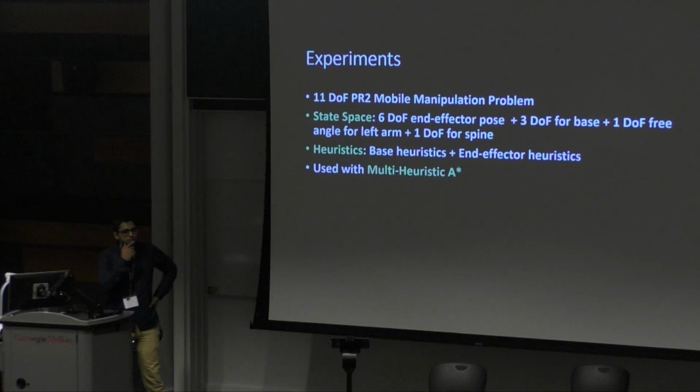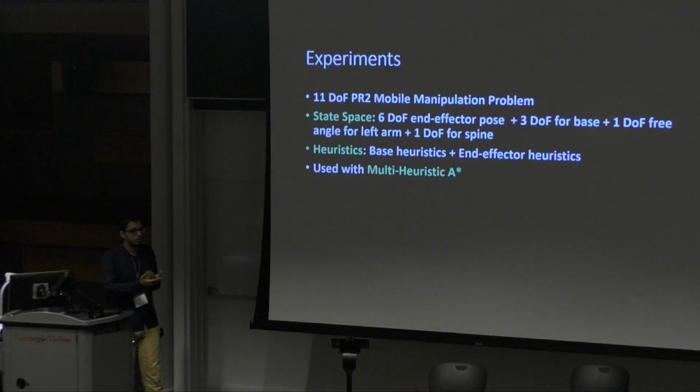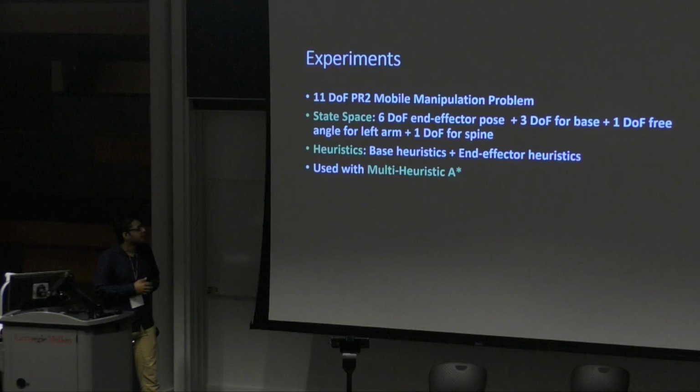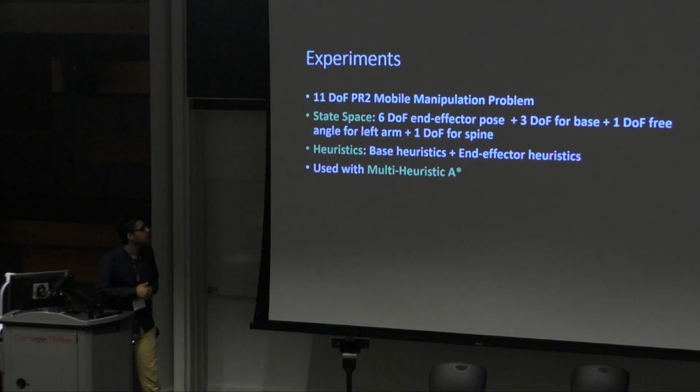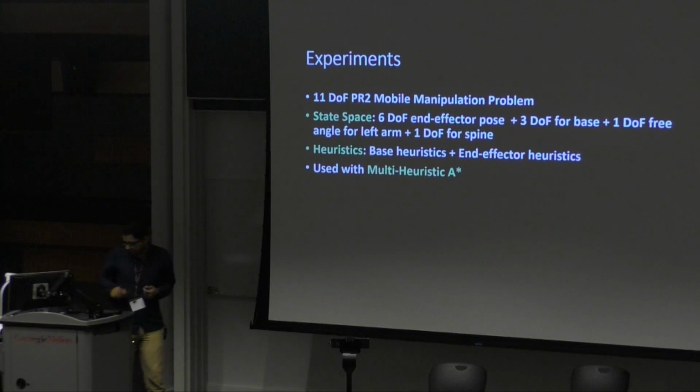Now, we did experiments using this approach in the 11 degrees of freedom mobile manipulation domain. Essentially, the search space has 11 degrees of freedom: 6 for the end effector of the robot, 3 degrees of freedom for the base, x, y, z, and we have the spine and another free angle. We did this using a multi-heuristic A-star framework, which essentially means that you're allowed to use multiple heuristics. This works well in this domain, so that's why we chose this. The heuristics that we used were base heuristics and end effector heuristics, which is the distance of your base to the goal configuration and the end effector configuration.